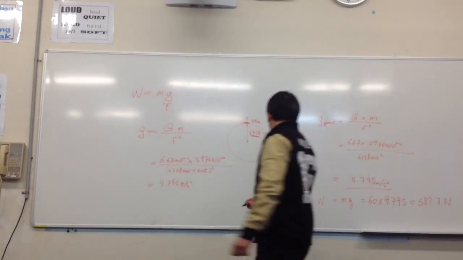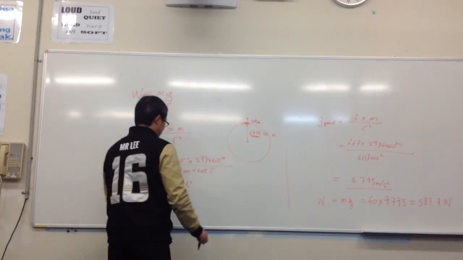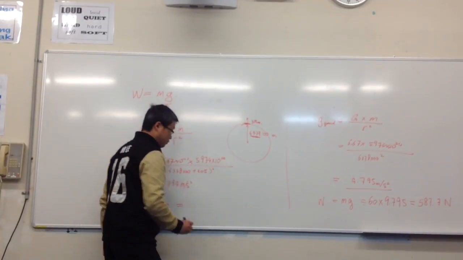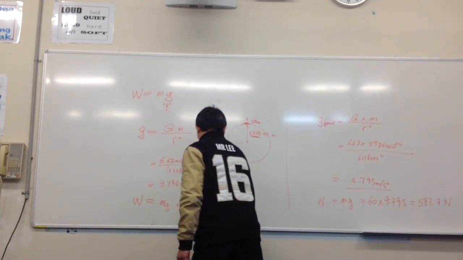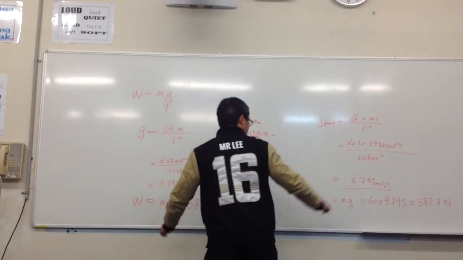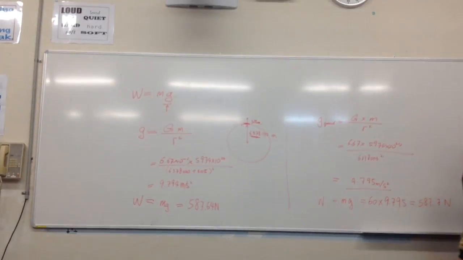Now we do this one up here. Weight again equals mg, but this time we use a slightly different g, the lighter one. What does that give you? 587.64. So if we do a subtraction, I hope you can see that there's a difference. Delta in weight will be equal to 587.7 minus 587.64, which is equal to 0.06 Newton. Does that make sense?